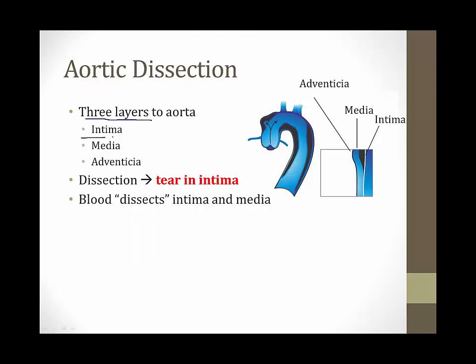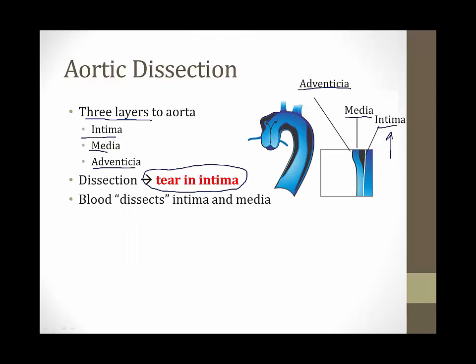the aorta. The intima is the layer right next to the blood that is flowing through the vessel. The media is the middle layer, and the outer layer is called the adventitia. In a dissection, there's a tear in the intima layer of the aorta. So if you look at this picture here, I've shown you the three layers, the adventitia, the media, and the intima. In an aortic dissection, there's a tear in the intima.